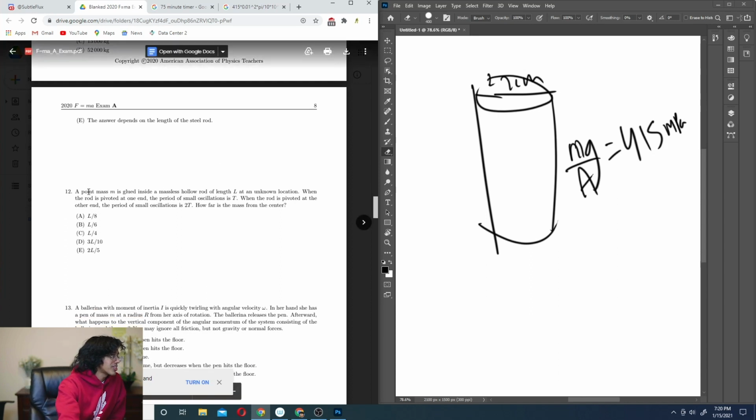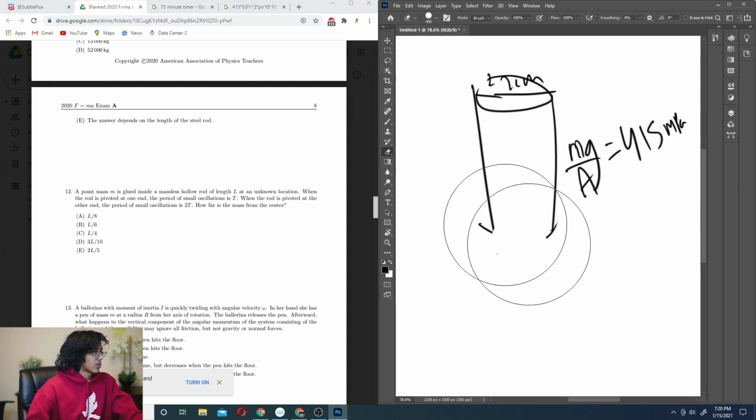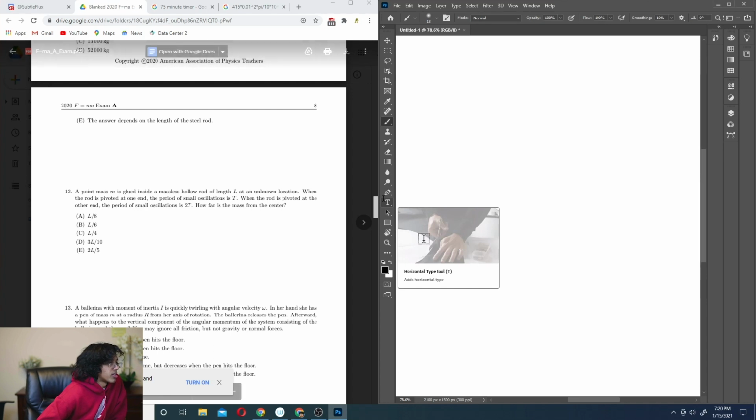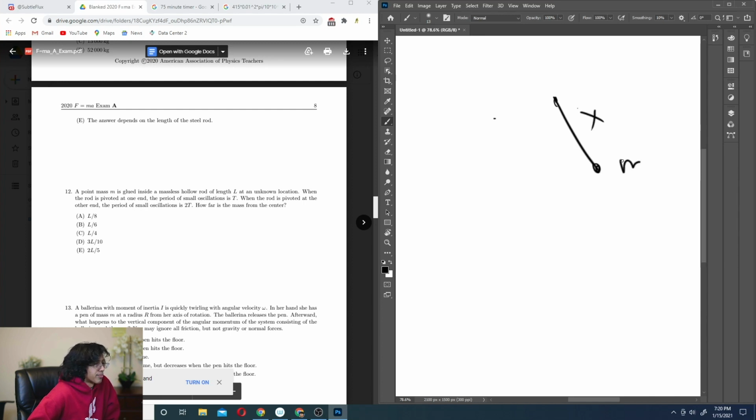Alright, so a point mass, M, is glued inside a massless hollow rod of length L at an unknown location. When the rod is pivoted at one end, the period of small oscillations is T, and when it's pivoted from the other end, the period of small oscillations is 2T. So basically it's a pendulum, and you have some X and M. Since the rod is massless, it doesn't have moment of inertia, so essentially it is just a pendulum.